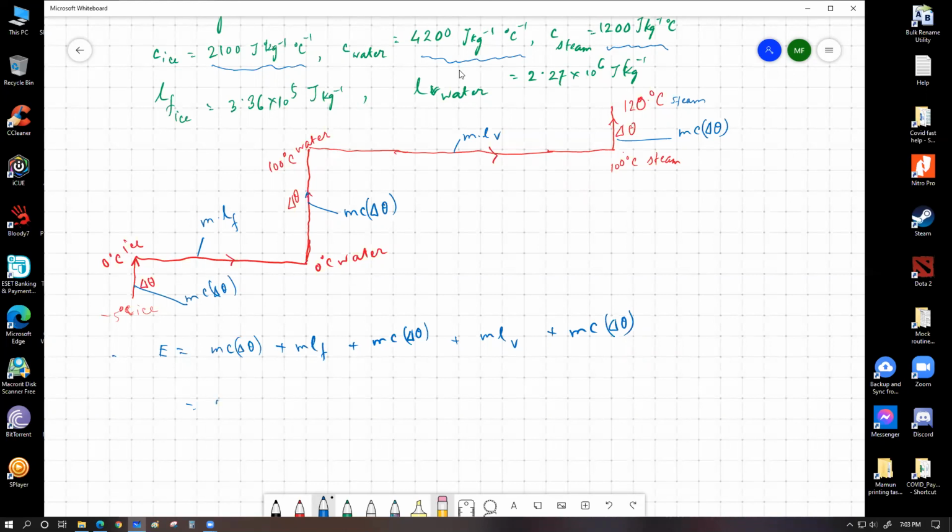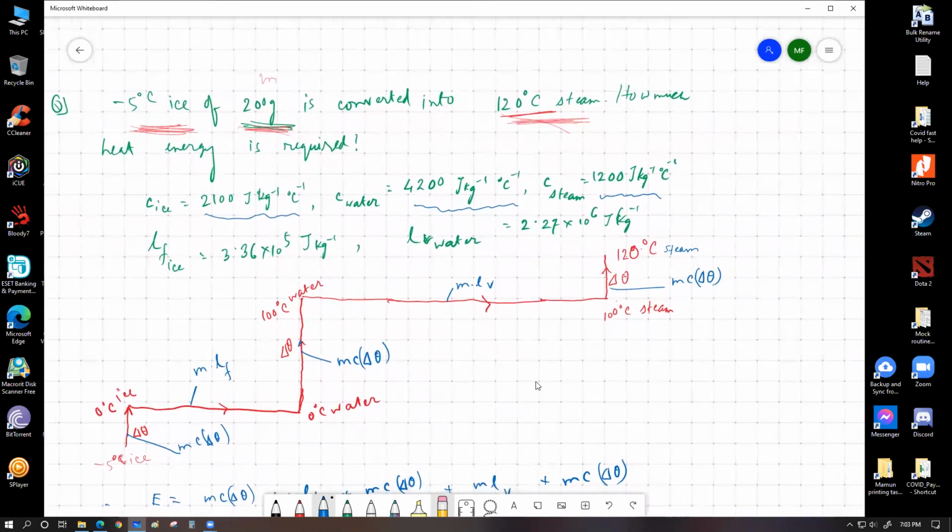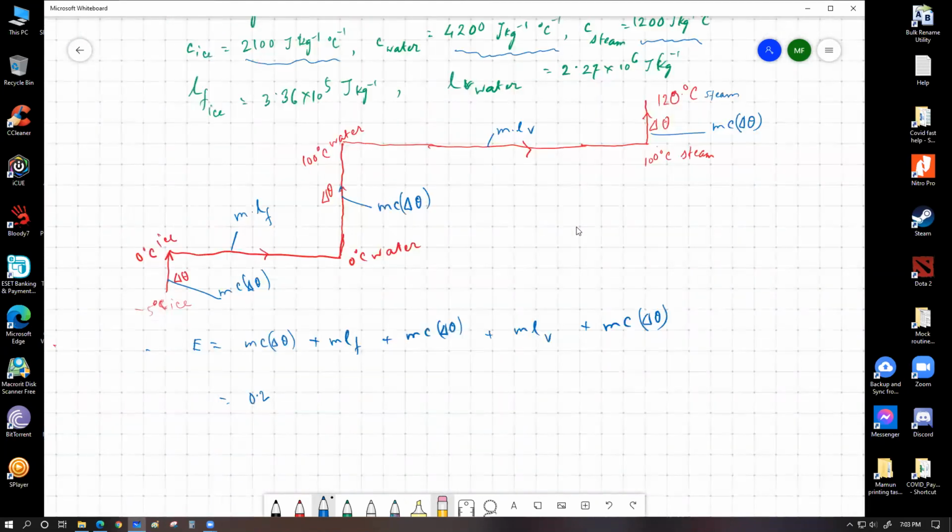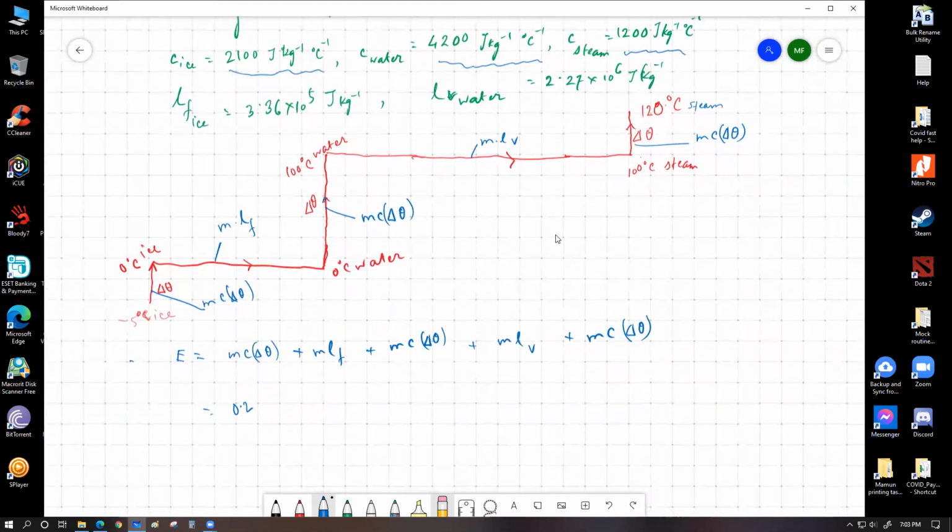This is going to be 0.2, because in the question that I gave you, I talked about 200 gram of material, 200 gram of H2O. So that converted into kg gives you 0.2. I'm taking the 0.2 out. This first one was for ice, so this is 2100 multiplied by 5, plus 3.4.